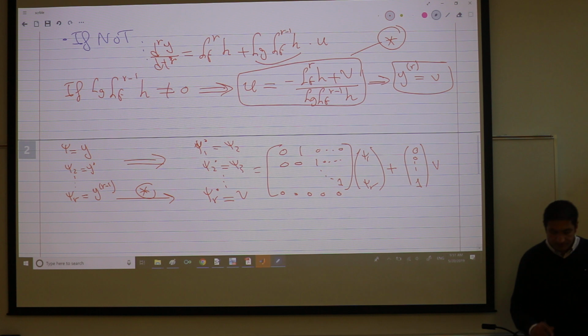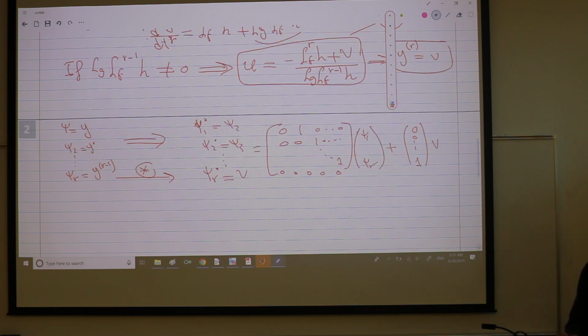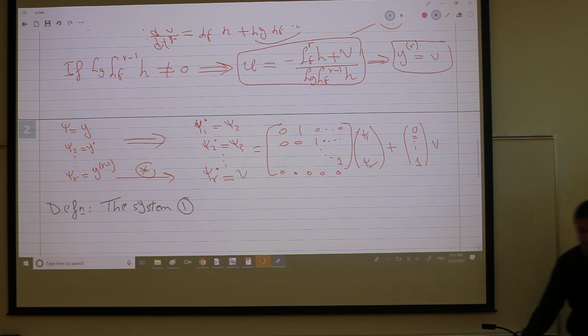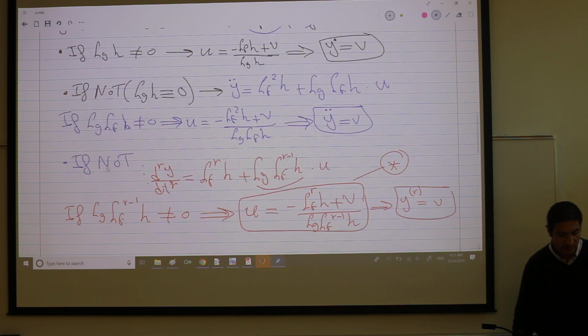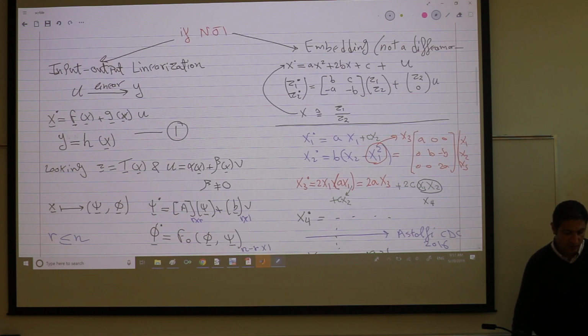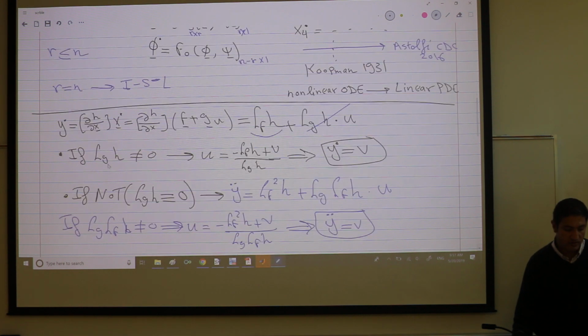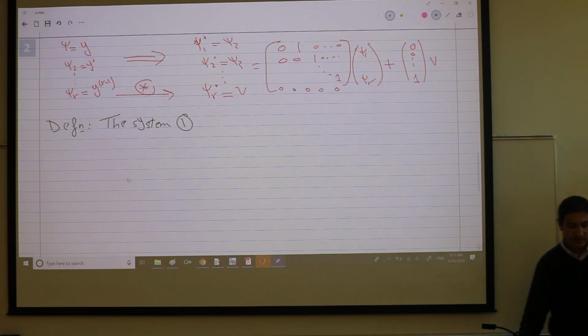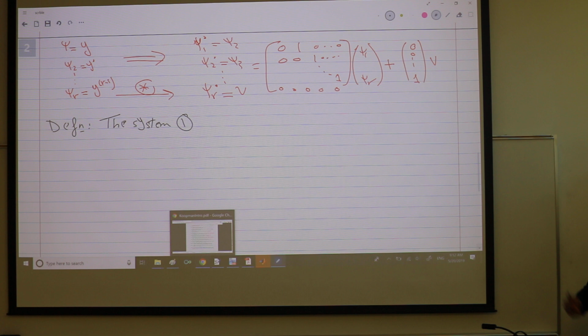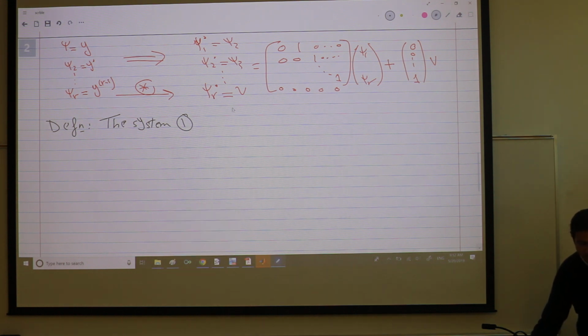Any questions so far? In this case, we say the system has a relative degree r. So, definition: the system 1, we're going to refer to it several times. This is just for your sake. This is the system 1. We're going to play with it throughout the entire lecture. Single input and single output, but it can have many states, it doesn't matter.